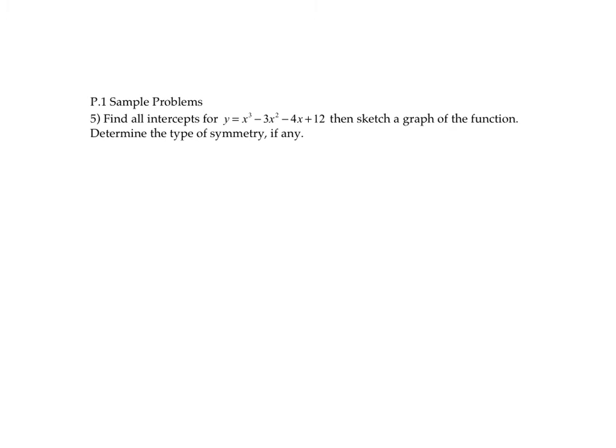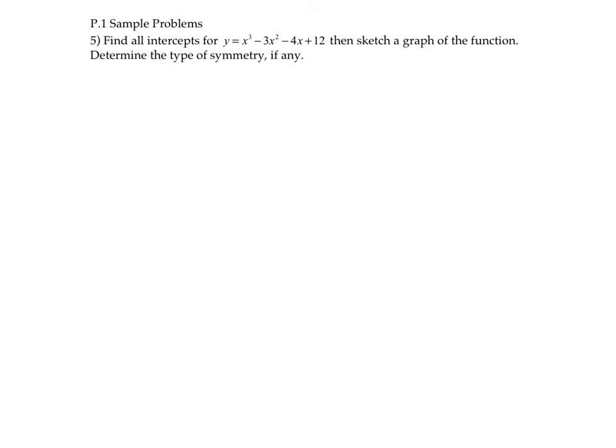In question number 5, it says find all intercepts for the equation y = x³ - 3x² - 4x + 12. Then sketch a graph of the function. Determine the type of symmetry, if any. So first, I'm going to start with the y-intercept because that's easy. The y-intercept happens when x equals 0. So when x equals 0, the y value will simply be 12.